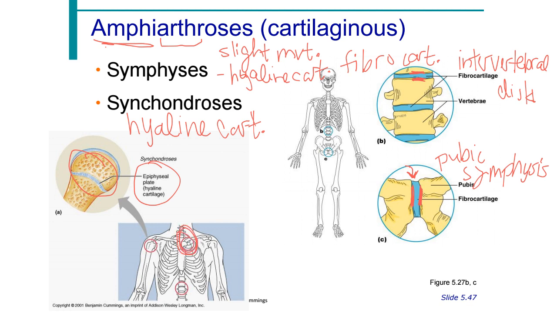You can see the example down here at the bottom, right? Sternocostal joints, so the ribs. Okay, so we've got these two types here as well. So again, amphiarthrosis, cartilaginous joints, slight movement, two examples being symphysis and synchondroses. Symphysis will be basically like a fibrocartilage sandwich, and a synchondrosis will be hyaline cartilage only.